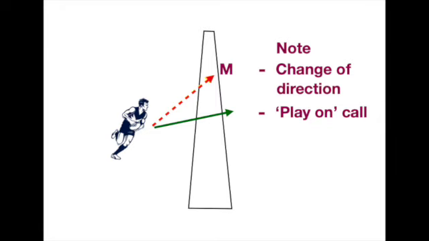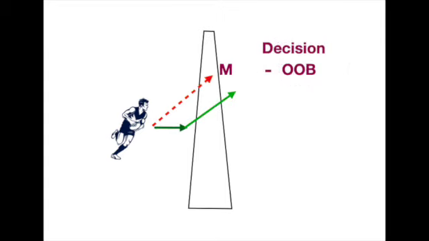But even if they don't, the boundary umpire needs to be awake to the possibility of changes in direction. So if the player maintains this new line, that's fine, and the ball's allowed to continue into the field of play. If the player changes direction again, prior to the ball being brought into the field of play, the boundary umpire will blow their whistle, and an out of bounds call will be made, where the throw-in takes place adjacent to the point where the player changed direction again.